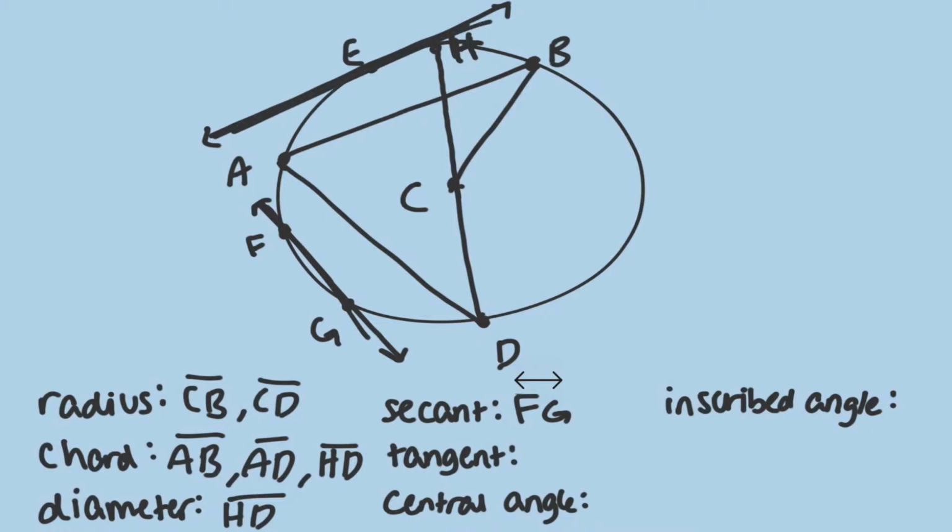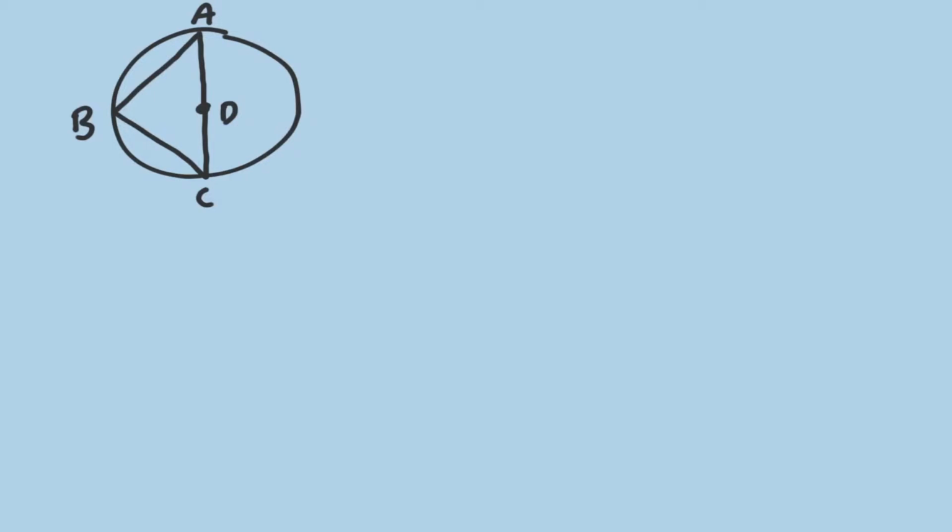A central angle is an angle whose vertex lies at the center of the circle. So we have an angle here. This would be a central angle. And then an inscribed angle is an angle where the vertex lies on the circle, and the sides of the angle are both chords. So that would be like this angle here. So let's look specifically at inscribed and central angles.